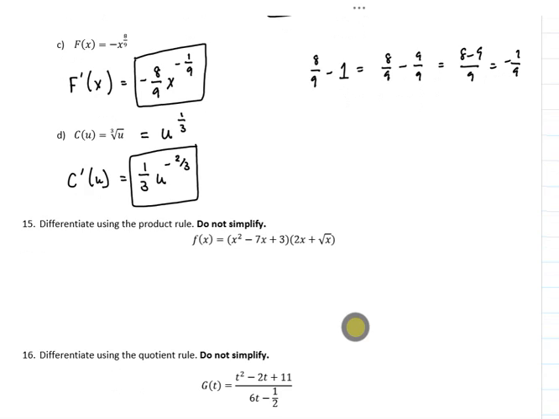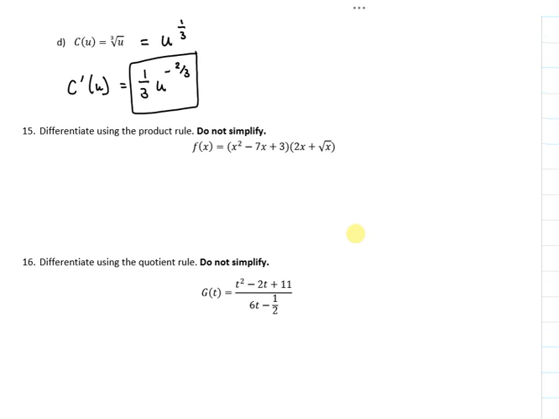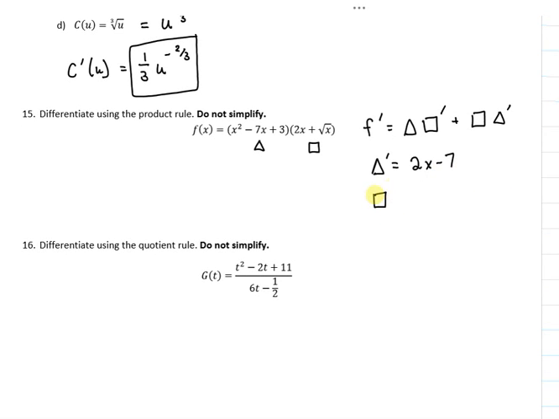Okay, this one calls on us to use the product rule. I'm going to call this one f. Well, I'm not going to call it f because that's what my real function is called. Let me call it triangle, and I'll call this one square. And the product rule tells me that f prime is triangle square prime plus square triangle prime. So let me work out what these are. Triangle prime is 2x minus 7, and box prime is 2 plus 1/2 x to the negative 1/2.